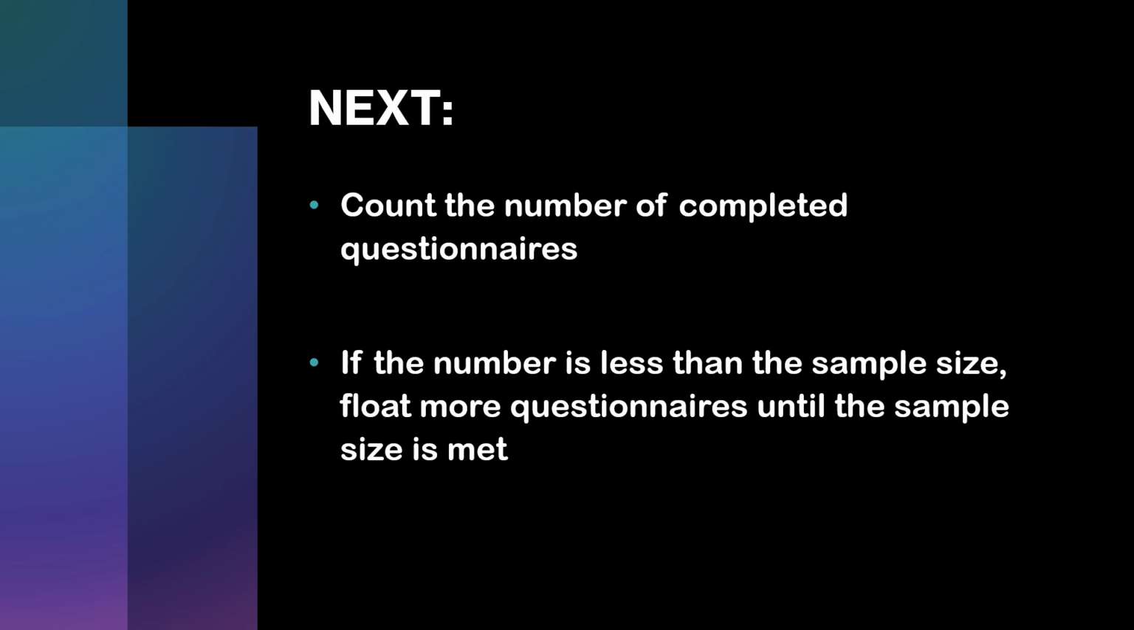The next thing that you need to do is to count the number of completed questionnaires. If the number is less than the sample size, then float more questionnaires until the sample size is met. For example, your sample size is 100 and you have only 90 completed questionnaires. So you still need 10 more. I would suggest float more than 10. Why? In the future, there's a possibility that you would be discarding more questionnaires. You will have a reserve number.